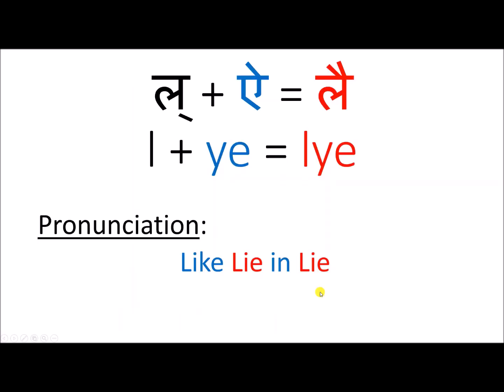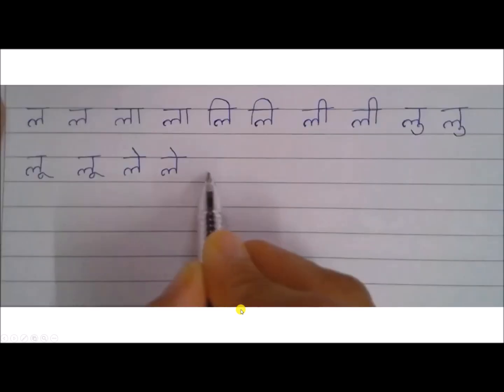Next is lie. You get this sound lie when you add L to AI. L plus AI equals lie. And lie is pronounced like the word L-I-E, lie itself. Let us see how to write lie.